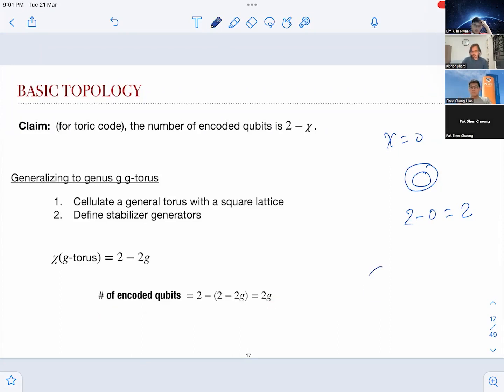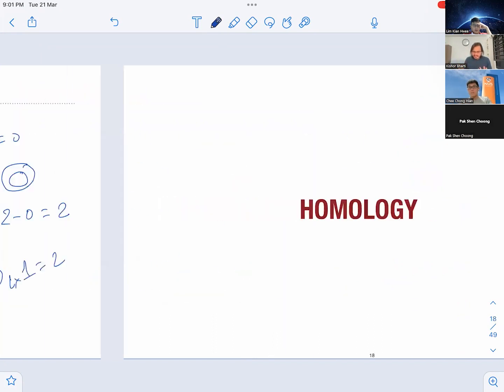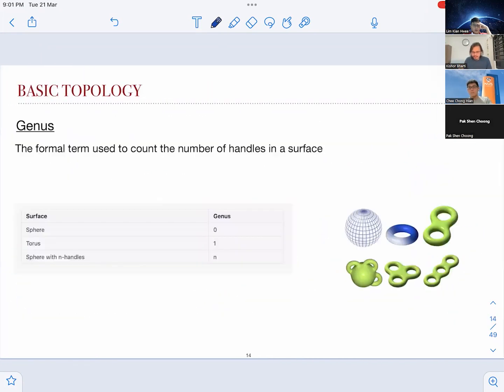When we have a simple torus, the number of holes is 1, so it can encode 2 times 1 qubits. So that's 2. On the other hand, if you have 2 holes, then the number of encoded qubits that you will have is 2 times 2 equal to 4. So this is a very systematic procedure through which we can encode more and more logical qubits. You see that just such a basic application of topology helped us understand how to generalize the toric code. We did not use any fancy mathematics.